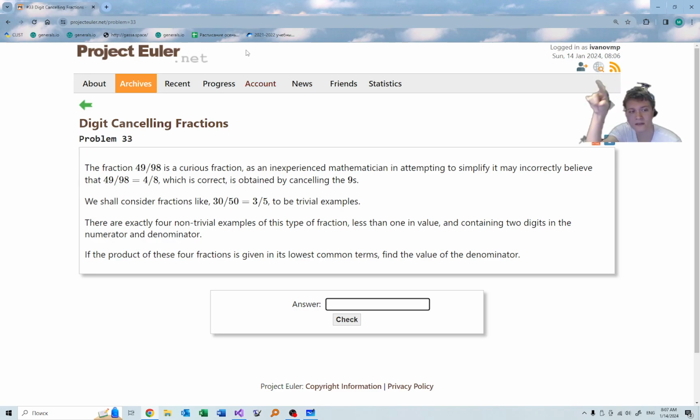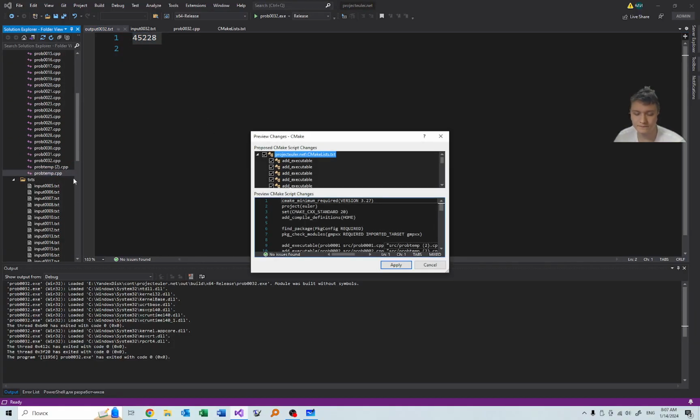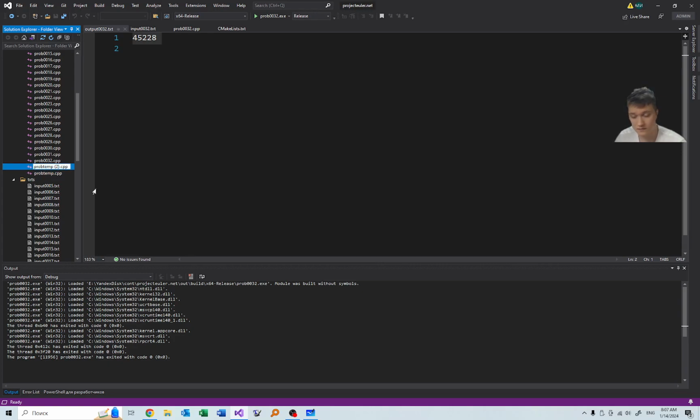Okay, I need to multiply these 4 fractions. This is kinda... How is it called? Let me remember one word.